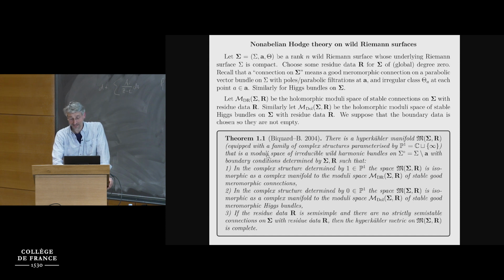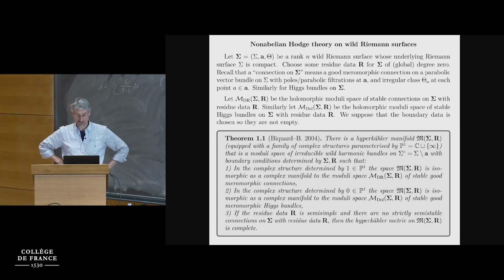It's an analytic moduli space, but it involves Hermitian metrics as well. So it doesn't fit into the usual algebraic geometric picture, but it's a hyperkähler quotient, just as in Hitchin's original picture.